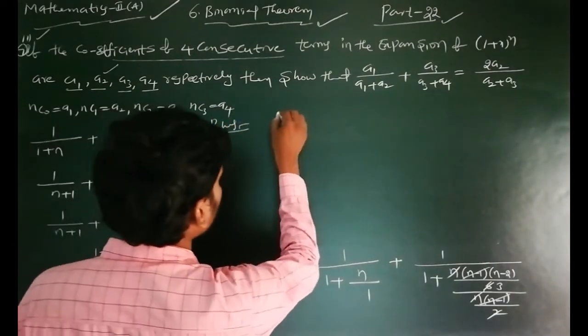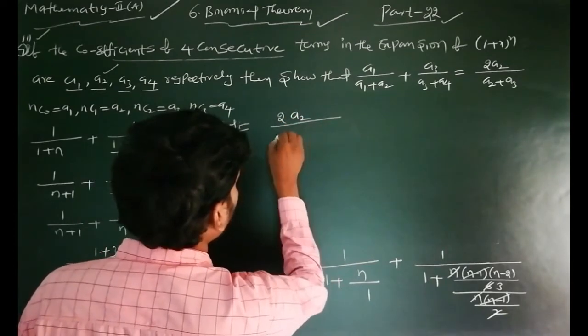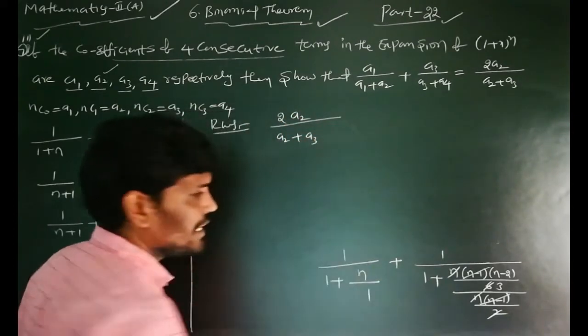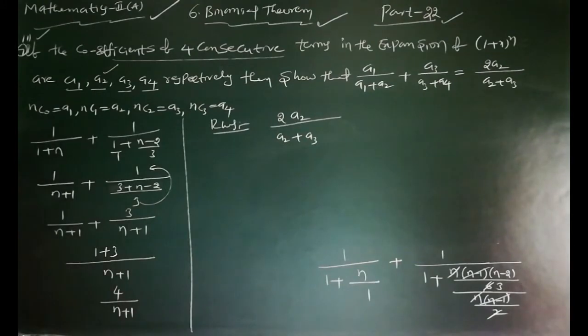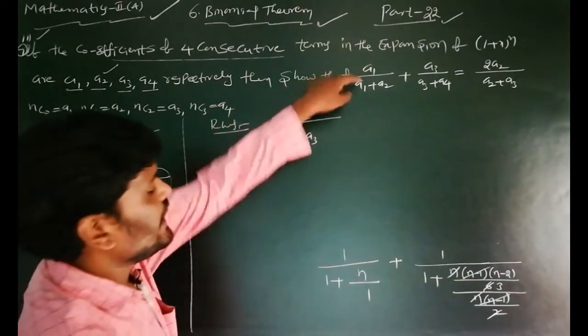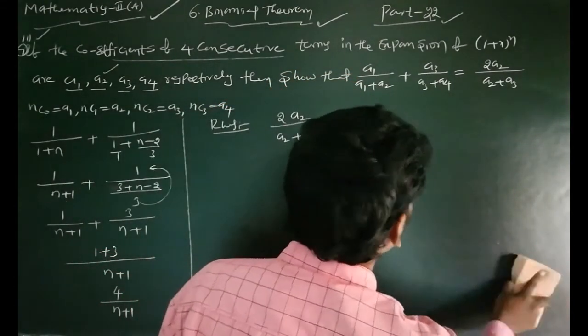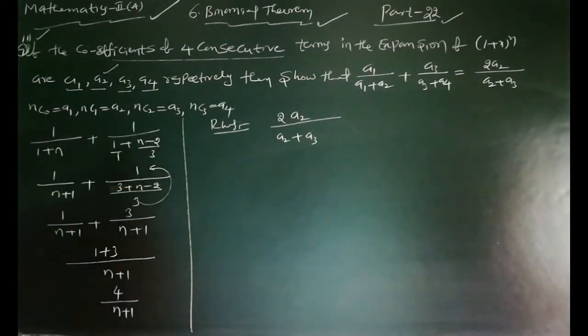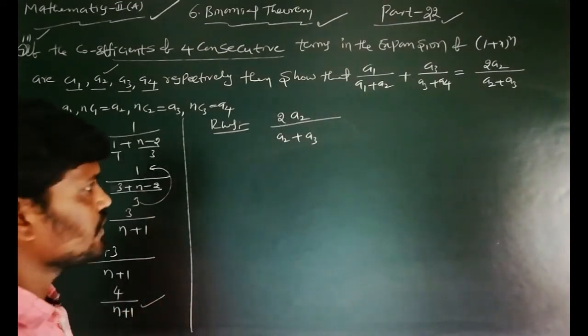After that you go to the RHS part. What is the RHS part? 2a2/(a2+a3). What is the LHS part here? The LHS part is a1/(a1+a2) plus a3/(a3+a4). You can substitute all values, for 4 consecutive values. You get 4/(n+1), that is the LHS part.